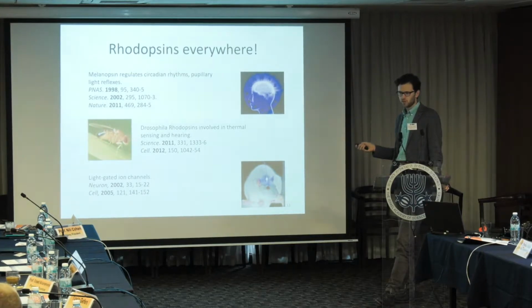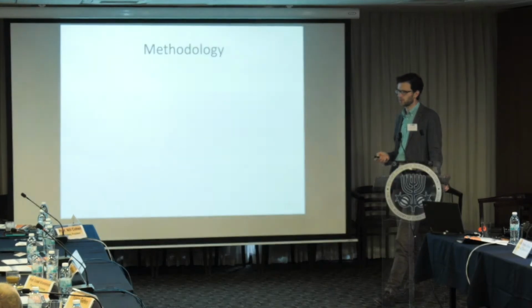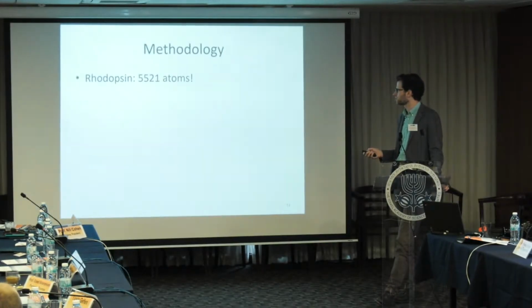Okay, so I hope you feel inspired by my presentation, and when you get home, you go to the protein database. You can download the rhodopsin structure, and you immediately realize, oops, it has 5,521 atoms. So such a calculation on quantum chemical level is nearly impossible, even today, with the best computer.